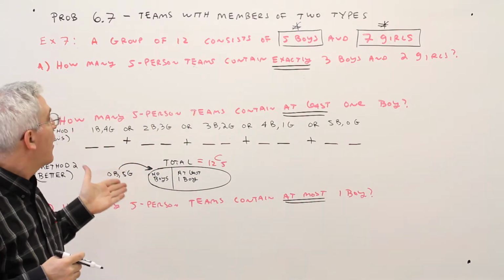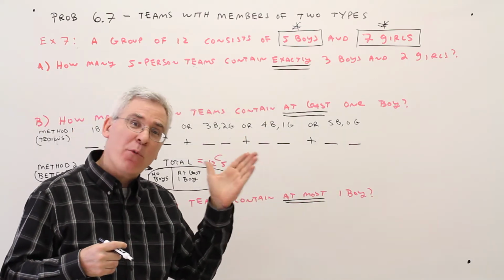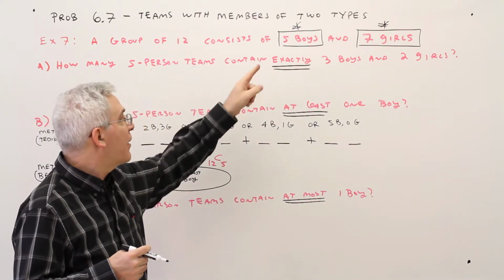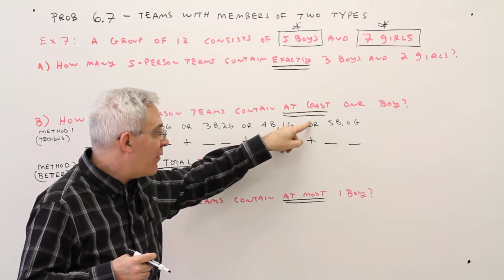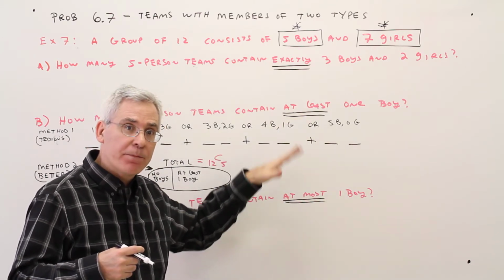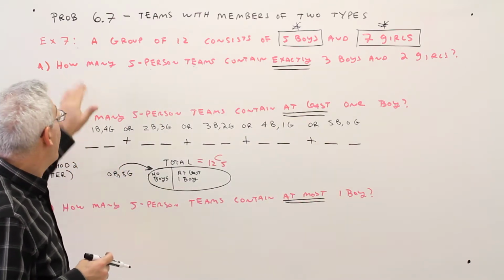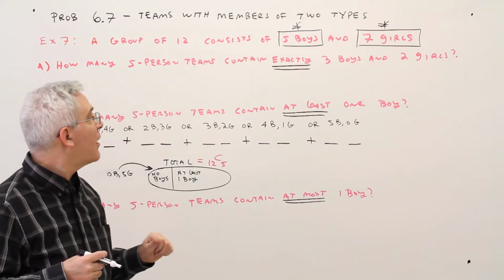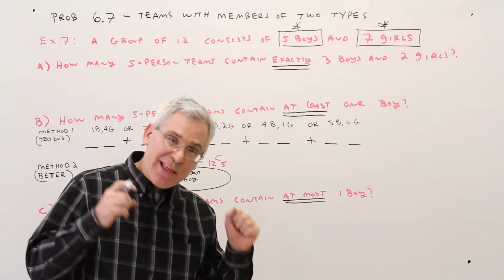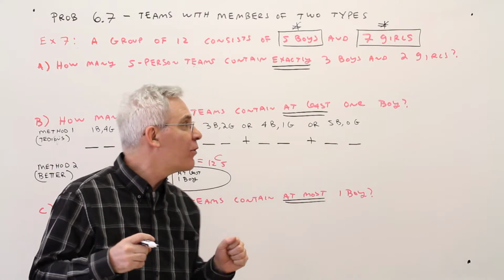3 parts. And notice for the 3 parts, I've got some important vocabulary words underlined. Exactly, at least one, at most one. All right, let's step through these. Part A, how many 5-person teams contain exactly 3 boys and exactly 2 girls?